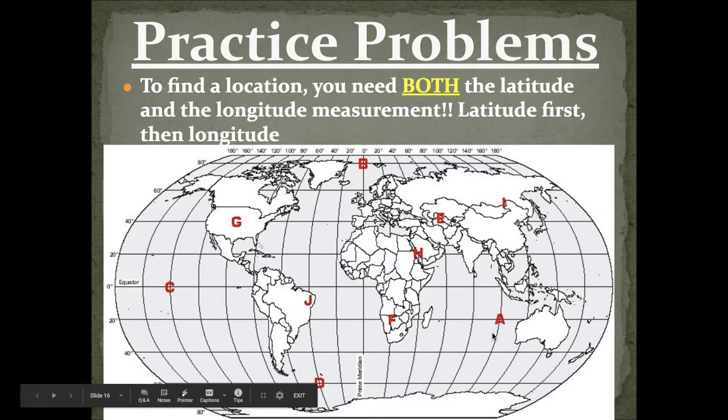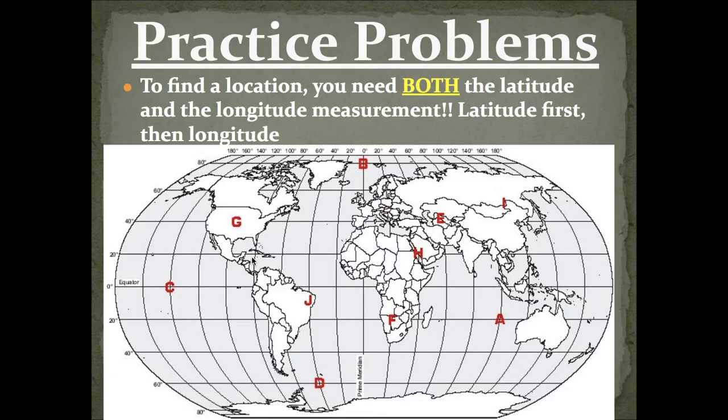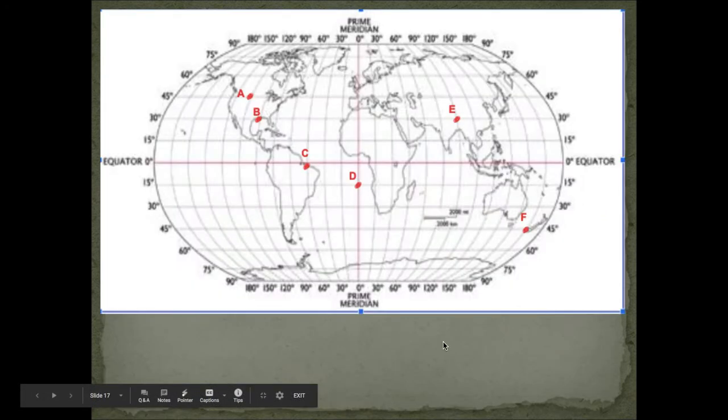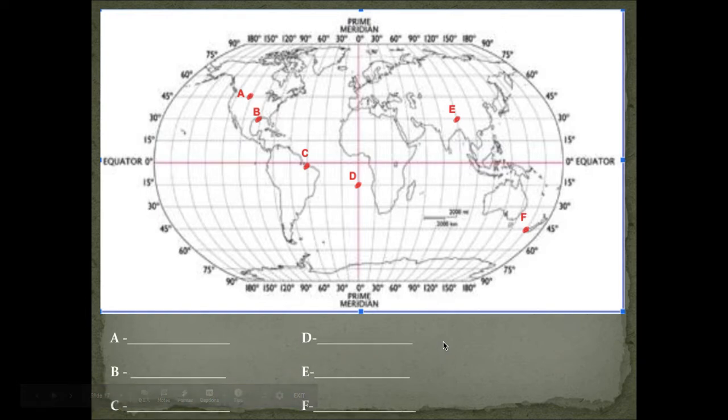Because if I just said 20 and 100, that could be over here, or it could be over here, or it could be over here. All right. So that is an example of that. So let's do a couple of these. I know we didn't do all those, but let's do a couple of these together.